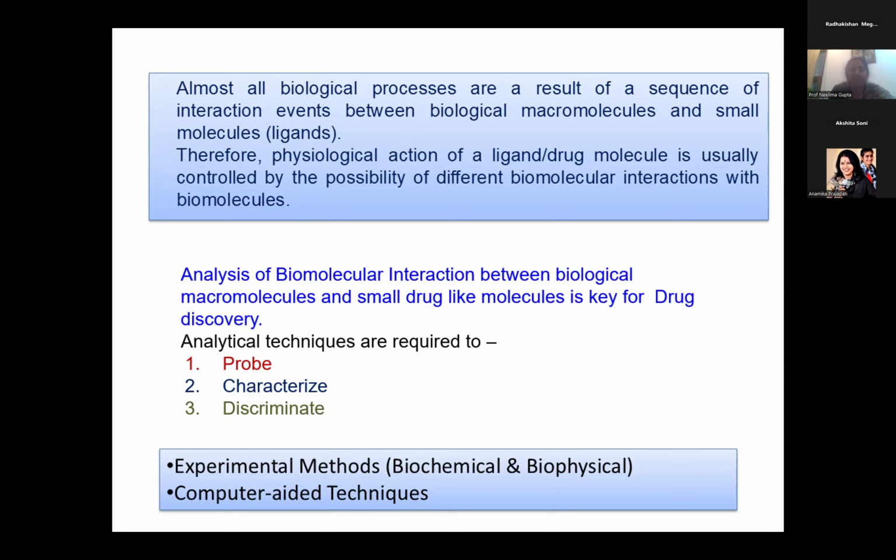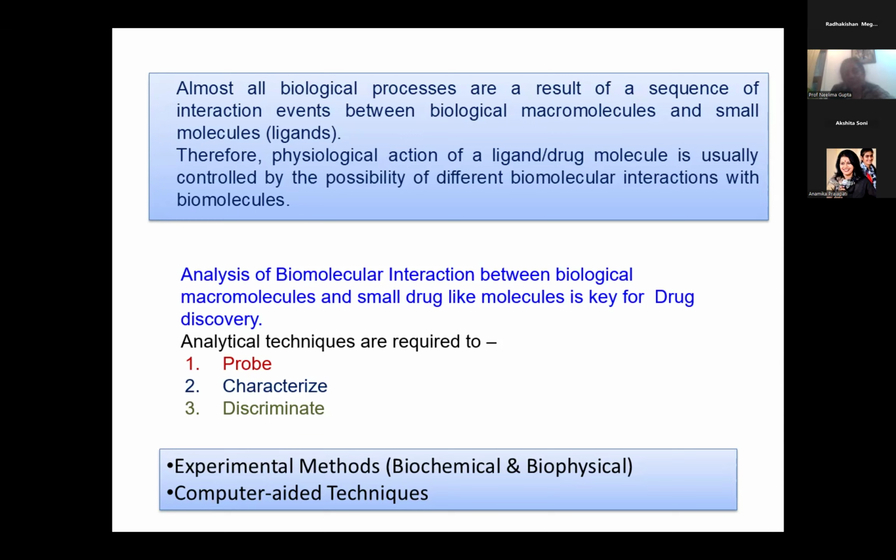Analysis of biomolecular interaction between biological macromolecules and small drug-like molecules is key for drug discovery, and we need the analytical techniques to probe whether these biomolecular interactions are present or not. If they are present, we need to characterize them. What type of biomolecular interactions are these, and then discriminate what type of biomolecular interaction is actually required for the drug molecule to be effective against a certain process in the body to make it act as a drug molecule.